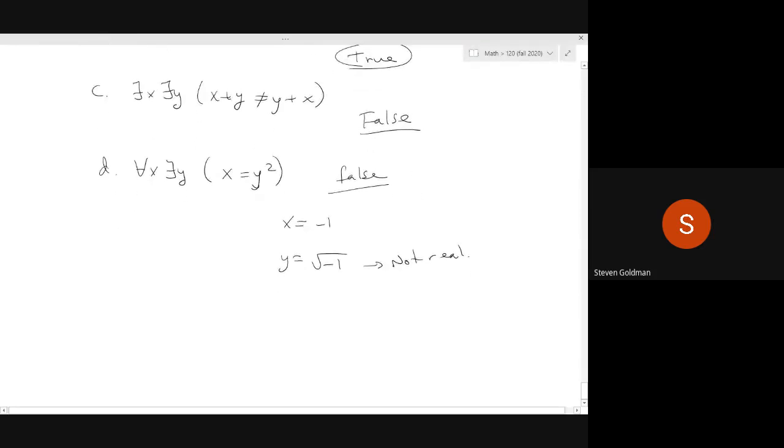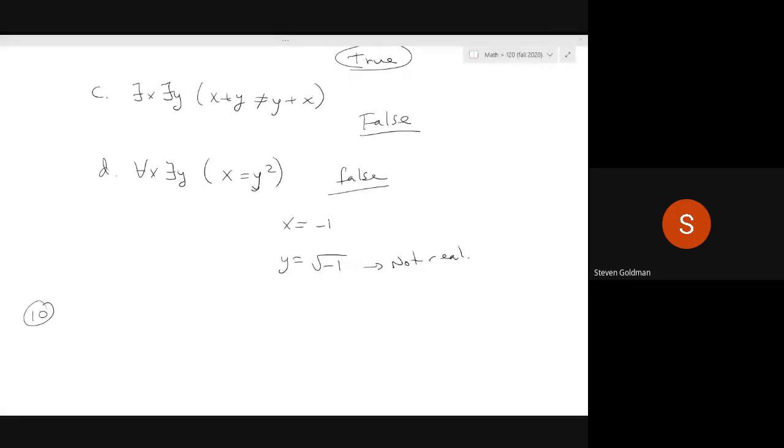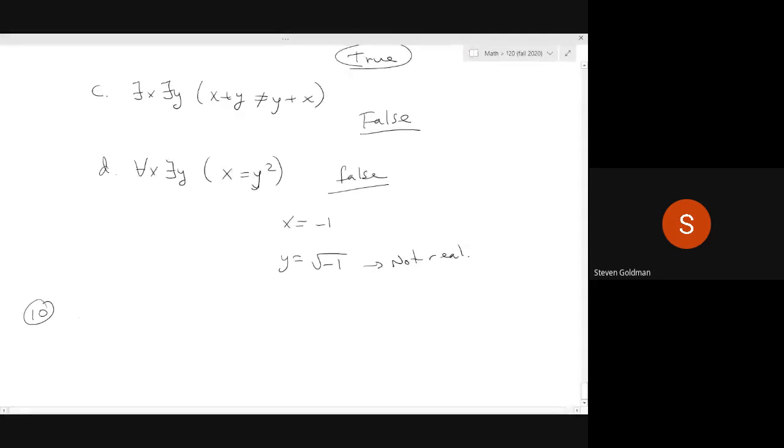Okay, any questions on number 9? Okay, let's move on to number 10. 10 asked, which of the following is false if the domain consists of all real numbers? So which is false?